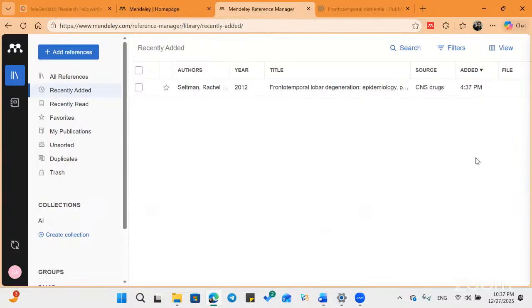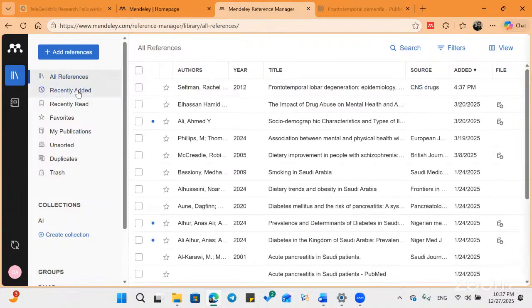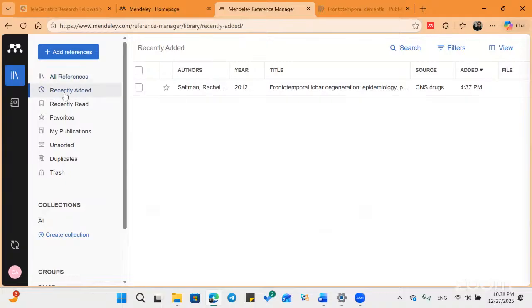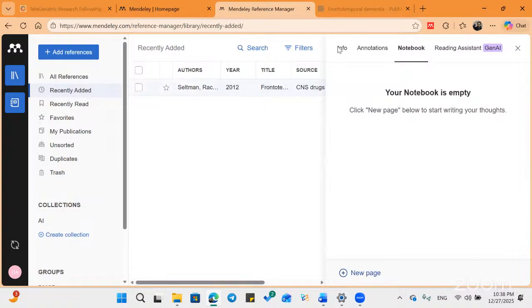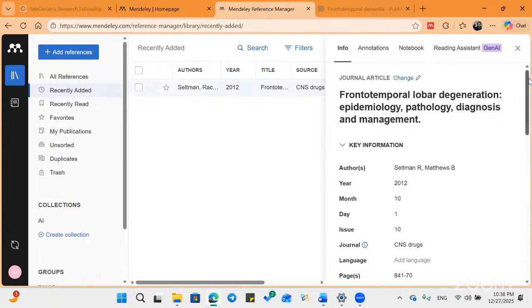Here we can find the reference manager. This is the main page. Here I can find all my references to the left, or I can filter them by whether they were added recently or read recently. I can find my publications here. I can find those I made as favorite, and I can also check for duplication. Here in the middle, they are all the references. And when I click on a certain reference, I can find its info here to the right.